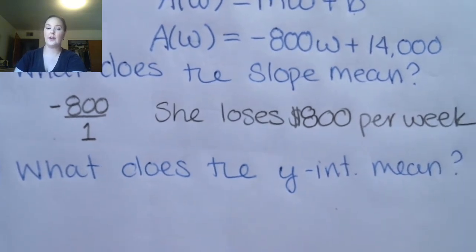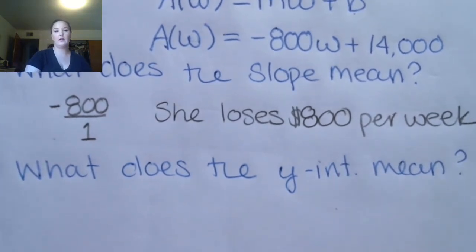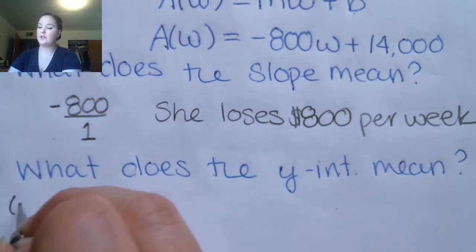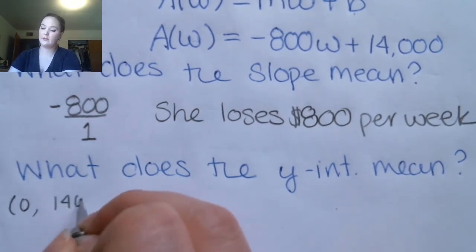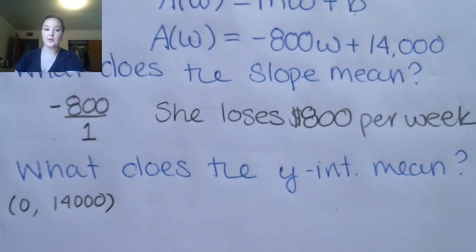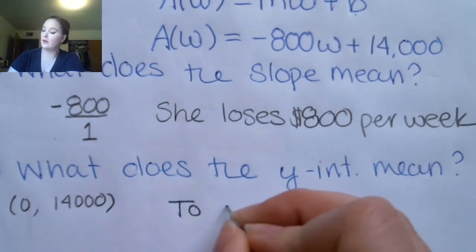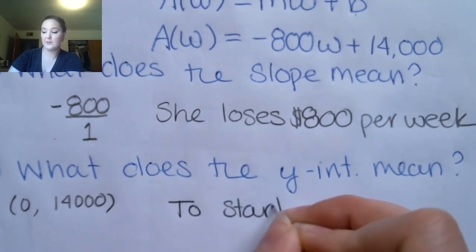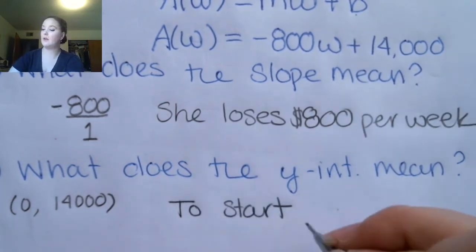What does the y-intercept mean? Remember the y-intercept is (0, 14,000). So we're going to interpret the 0 part. Remember the input variable is w for weeks, so it's been 0 weeks. So we might say to start, right? If no time has passed, that's the start of something.